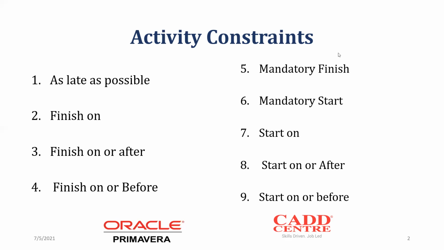As early as possible is not a constraint. As early as possible. Is it not a constraint as well? It as early as possible. Okay. As early as possible, because we have a start on where it can also belong to that, like it should start on that particular date.